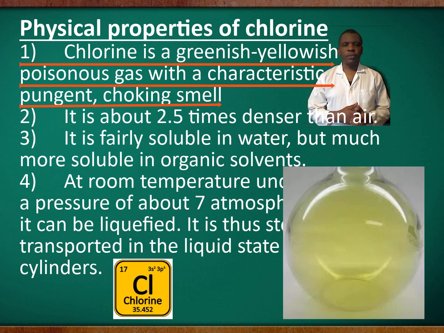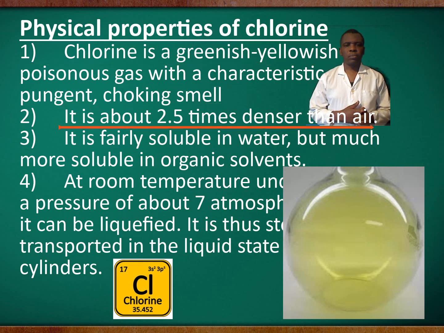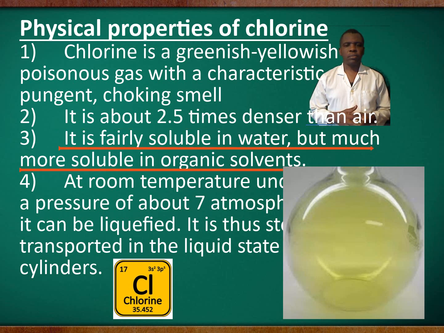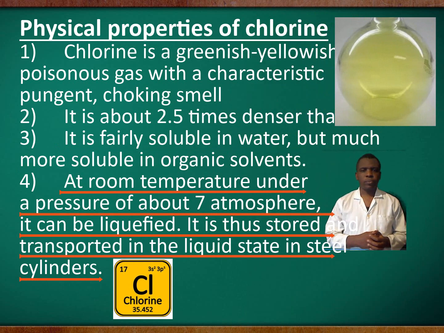Physical properties of chlorine. Chlorine is a greenish-yellowish poisonous gas with a characteristic pungent, choking smell. It is about 2.5 times denser than air. It is fairly soluble in water, but much more soluble in organic solvents. At room temperature, under a pressure of about 7 atmospheres, it can be liquefied. It is stored and transported in a liquid state in steel cylinders.